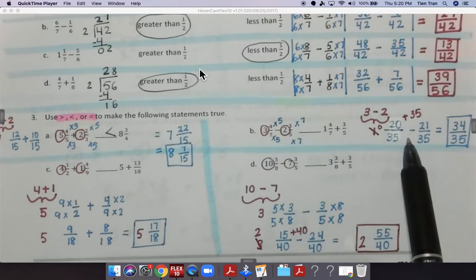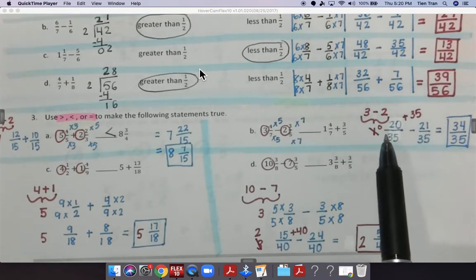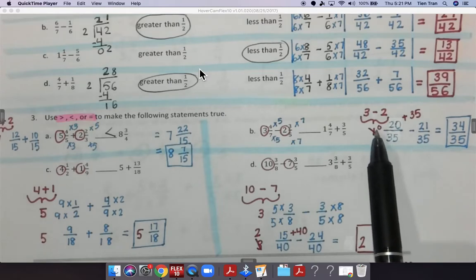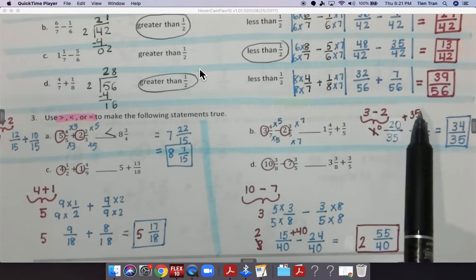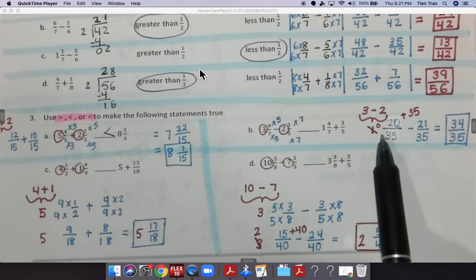Yeah, I'm supposed to be subtracting. So I need to subtract 20 minus 21. I can't do that without regrouping. So I regrouped and I took the number 1. This changes to a 0. 20 plus 35 is equal to 55.